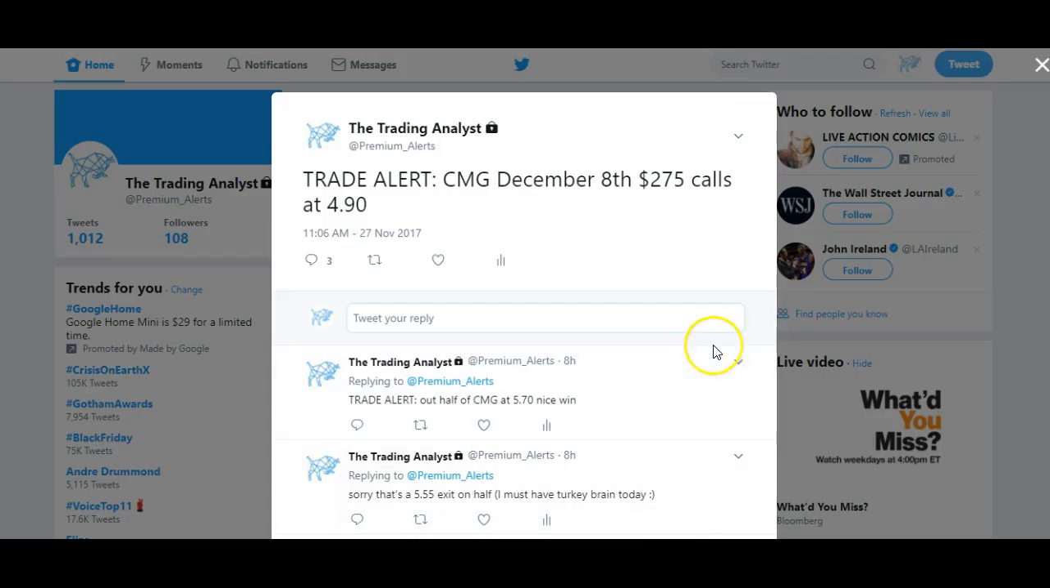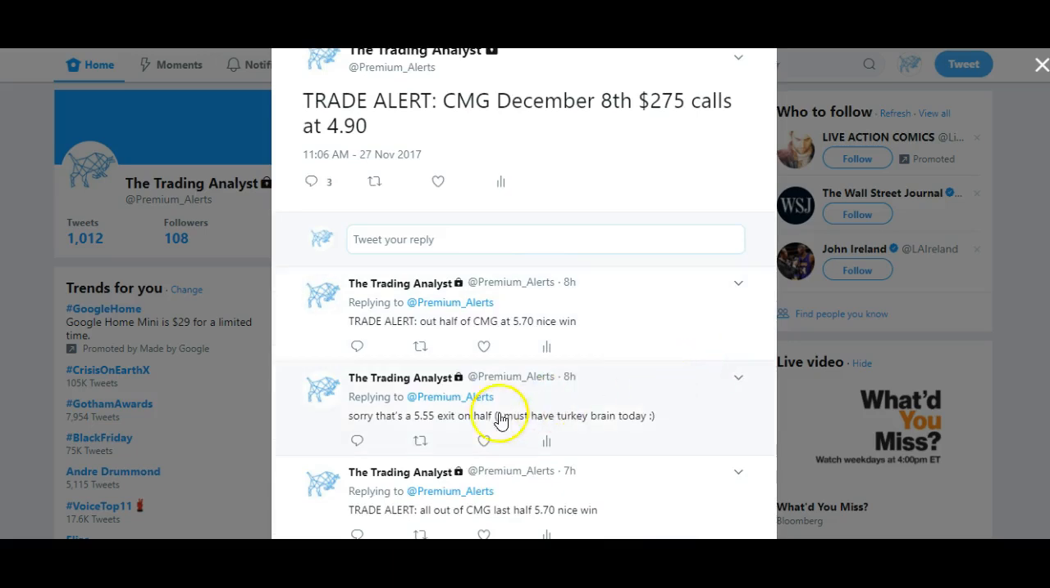and there was a half position we exited at 555. I was bidding at 570, but I actually made the mistake on this original alert, and I corrected it just a couple seconds later. I was bidding out for 570, and I thought I was going to get filled. I like to give you guys an advanced warning sometimes, even before I get filled. But then I ended up getting filled at 555 on that half. So I exited half at 555.